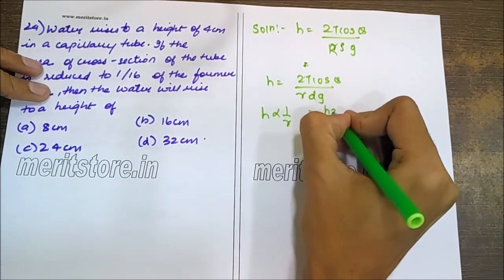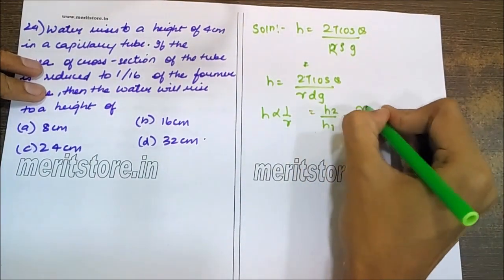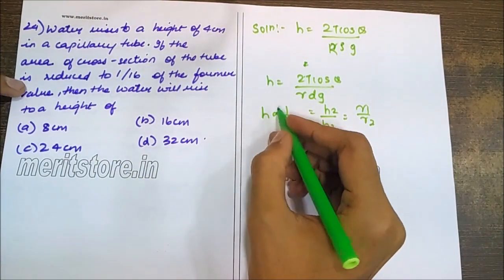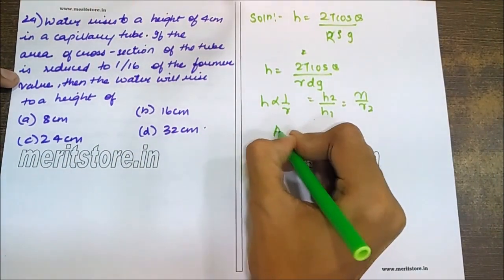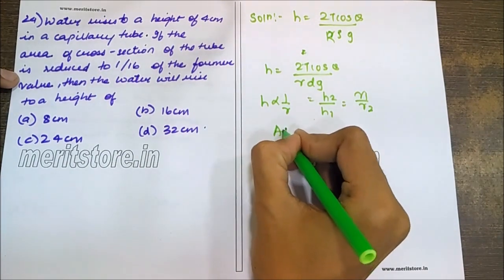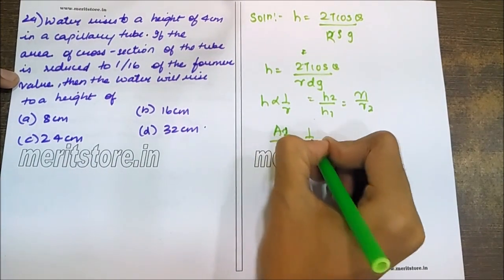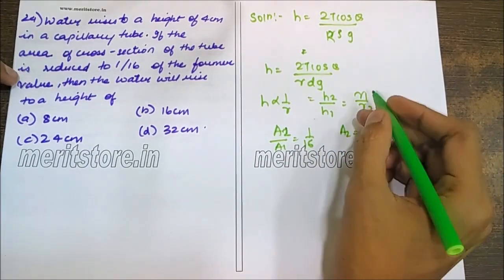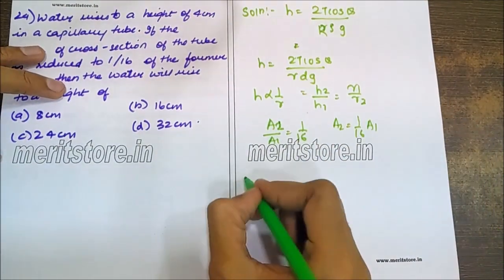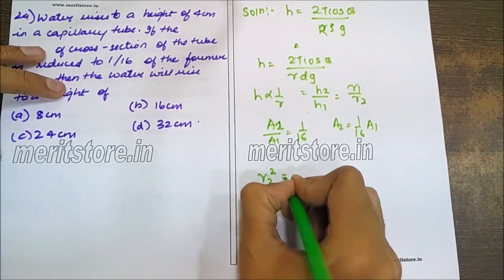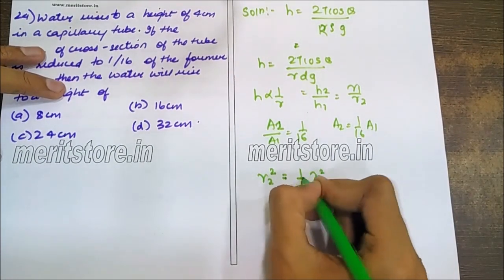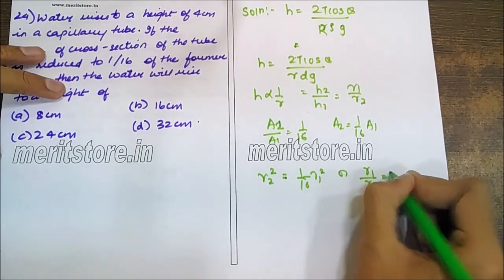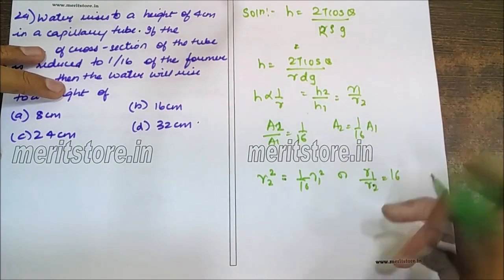Okay, so if we have h2 upon h1, then it will be r1 upon r2. The ratio of the area of cross section of the tube, that is a2 upon a1, is equal to 1 upon 16. So that is a2 is equal to 1 upon 16 a1. In the same way we have r2 square equal to 1 upon 16 r1 square, so the ratio of the radii r1 upon r2 is 4, the inverse of 1 upon 16 under the square root.